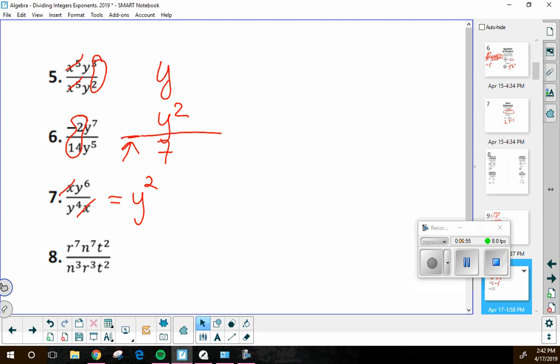Okay, now we have a lot going on here, but it's no different. It's just longer. We've got an r to the 7 and an r to the third down here. So what does that leave us r-wise? R to the fourth. Then we have 7 minus 3 on my n's. What is that? 4. Perfect. Oh, and then we have a t squared and a t squared, so that can go away, right? So that whole answer is r to the fourth, n to the fourth. And we've already finished 8 of these problems. We're killing it.